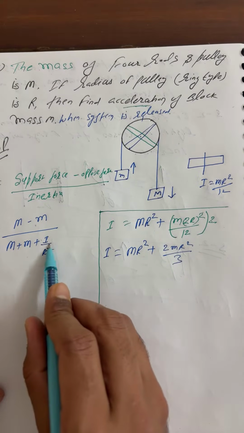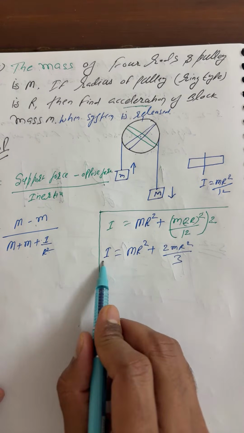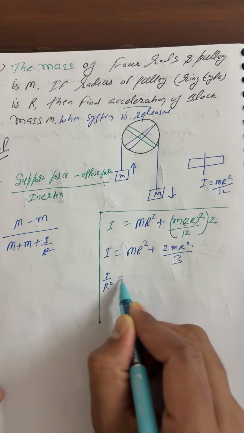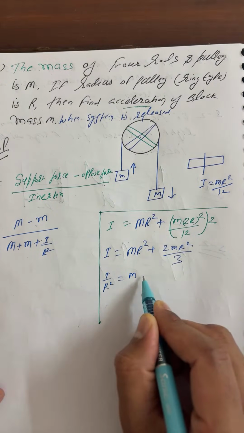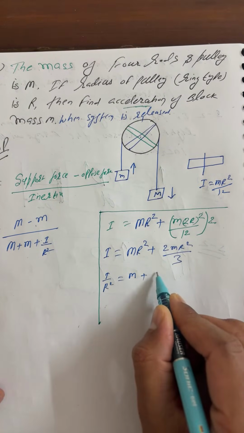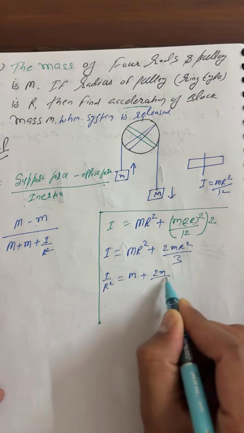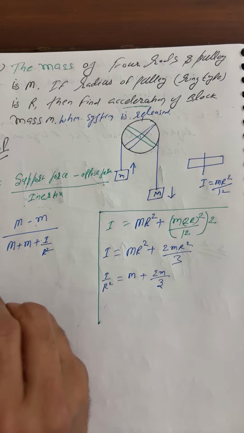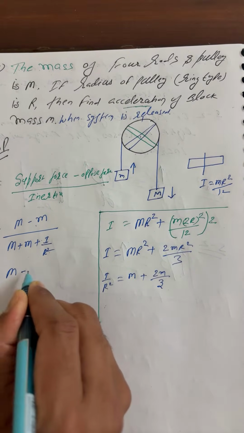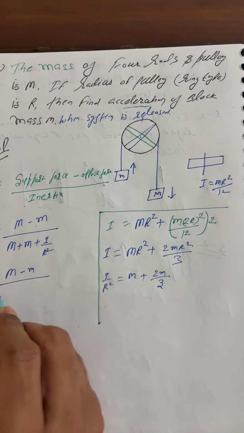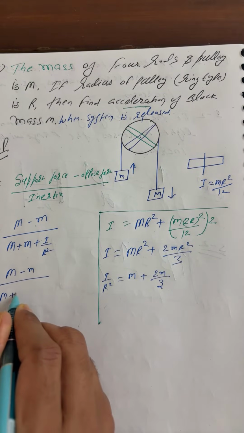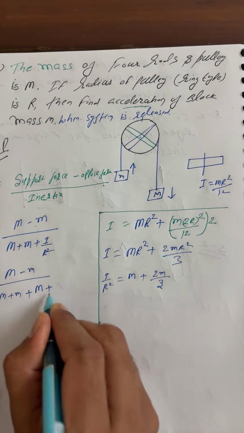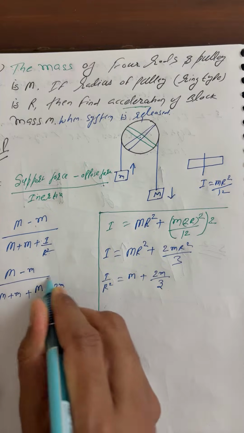Now, beta, just do one thing. We used to find I by r square. So divide by r square everywhere. So you can say I by r square, capital M plus... This is, you can say, 2 small m by 3. This value you can put over there. Now, students, you can say A is equal to capital M minus small m, g, capital M plus small m plus... This is capital M plus small m by 3.